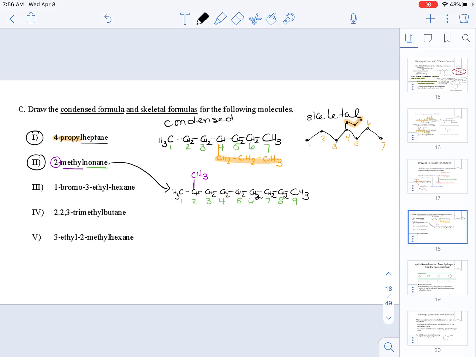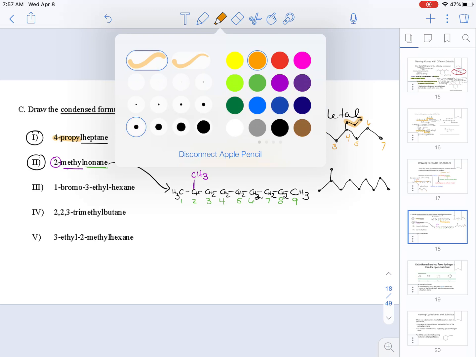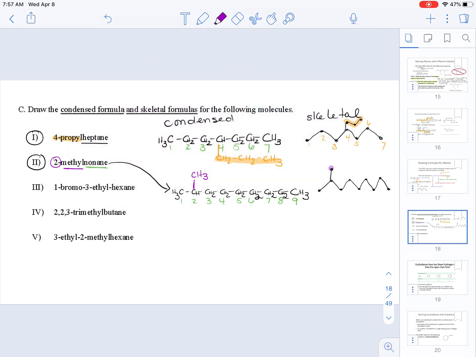Okay, so when we draw the skeletal structure for this molecule, again, our writing utensil is going to be counting carbon 1, then we're going to go 2, 3, 4, 5, 6, 7, 8, 9. And then on carbon 2, we're going to have a methyl. So this is the CH3 that we have in the molecule. And then the 9 carbons are 1, 2, 3, 4, 5, 6, 7, 8, 9.